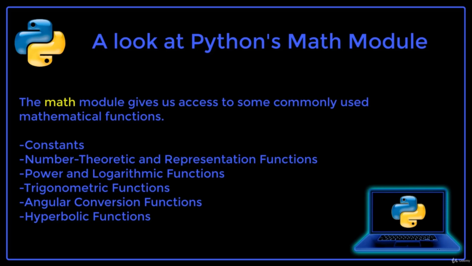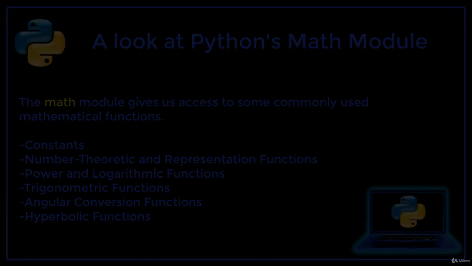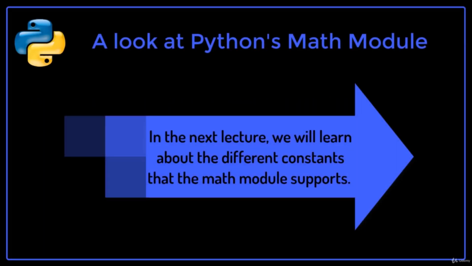The great thing about the math library is that these functions are provided to us, and we know that they work, so there is no reason to reinvent the wheel by implementing them from scratch. I've broken down the study of Python's math library into the following segments that we will look at in the videos in this section of the course: constants, number theoretic and representation functions, power and logarithmic functions, trigonometric functions, angular conversion functions, and hyperbolic functions. In the next lecture, we will learn about the different constants that the math module supports.